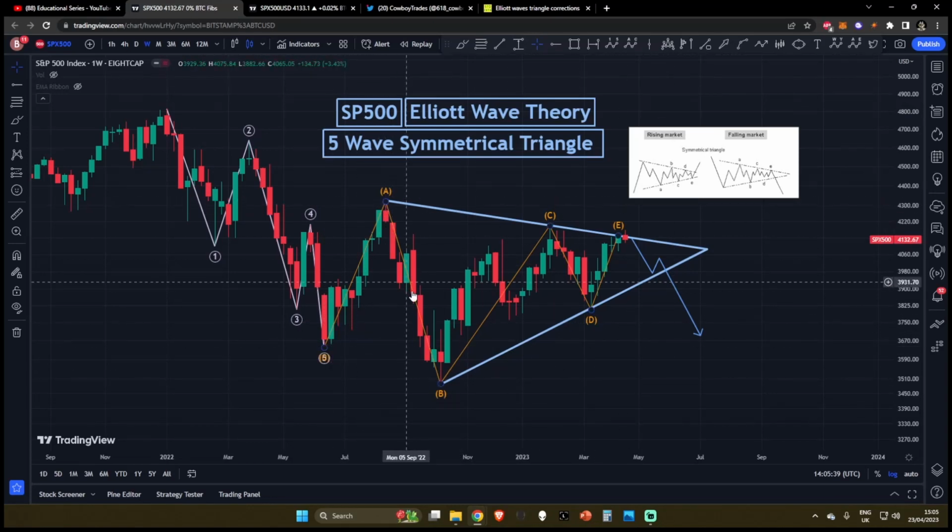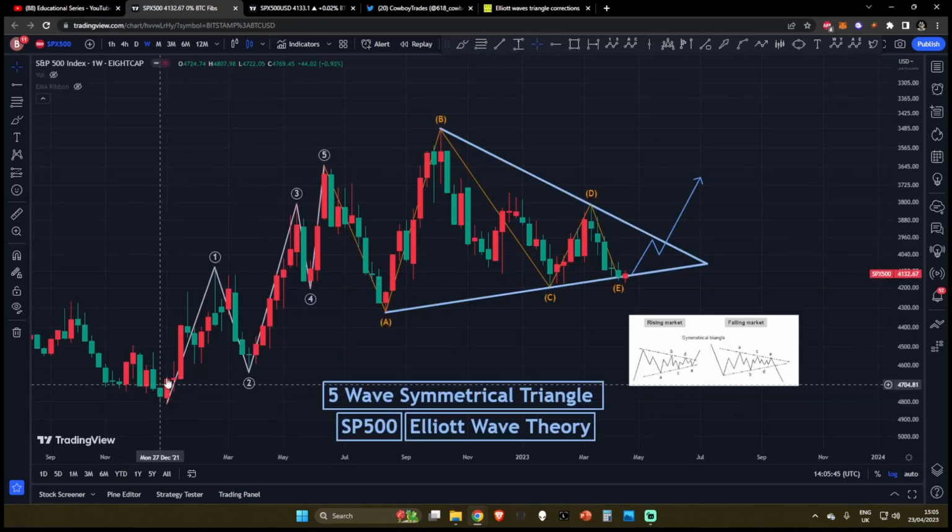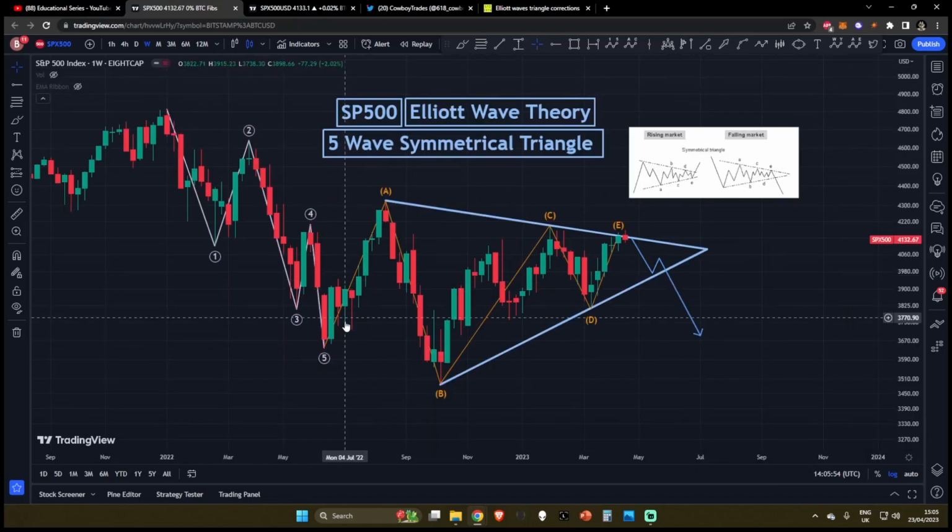Then you form an A, B, C, D, E. When you top out on wave E, you break to the downside. Of course, in a rising market, you just bullishly break into the symmetrical triangle, and then once you find the low around here on wave E, you break out to the upside. But this is really a macro wave count, A, B, C, D, E.